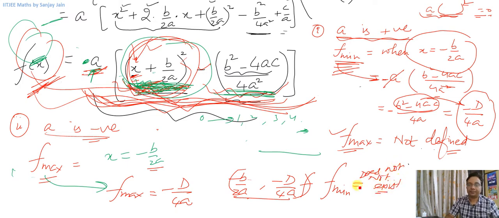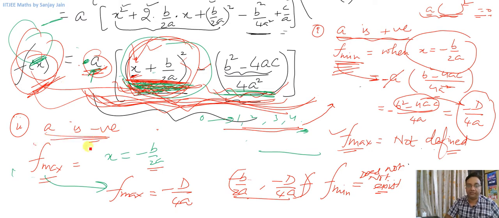Why? Because I have already explained, when you keep increasing the value of x, you can keep increasing it up to infinity, but when you keep increasing the value of this bracket here, effectively the value of f of x is decreasing, because a here is negative. So when a is negative, f of max, you will get the maximum value and minimum value will not exist. So to summarize it, let me clear the board. To summarize it, I can say, in a quadratic expression, f of x equal to ax square plus bx plus c, where a is not equal to 0.